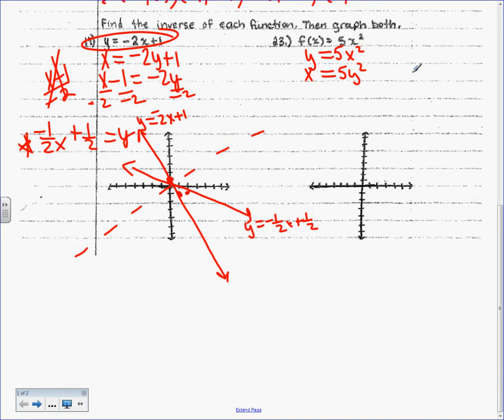What do I do to solve for y? Divide by 5. So I'm going to write 1/5 x instead of x over 5. It's not wrong to write x over 5. That's totally fine. I just think people are less confused this way. And it's still equal to y squared.